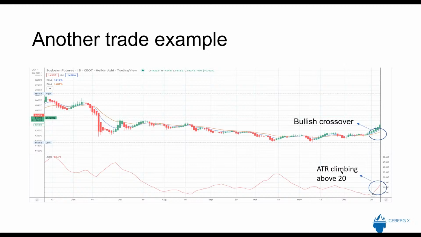Apologies, it's not ATR. In this example, it's the ADX indicator. So ATR is mainly used for your risk management purposes.